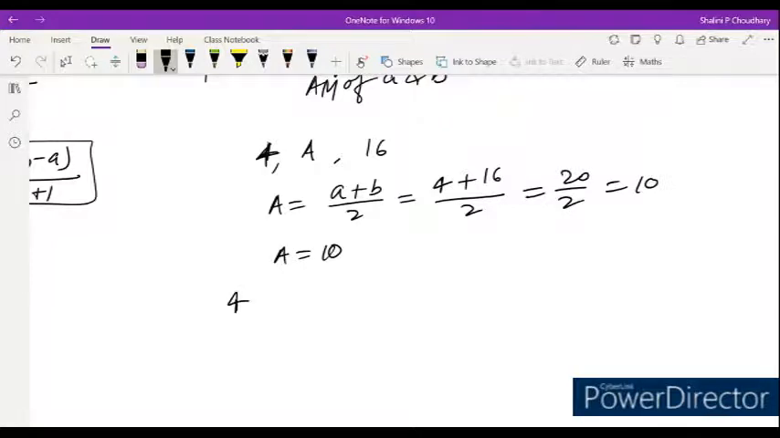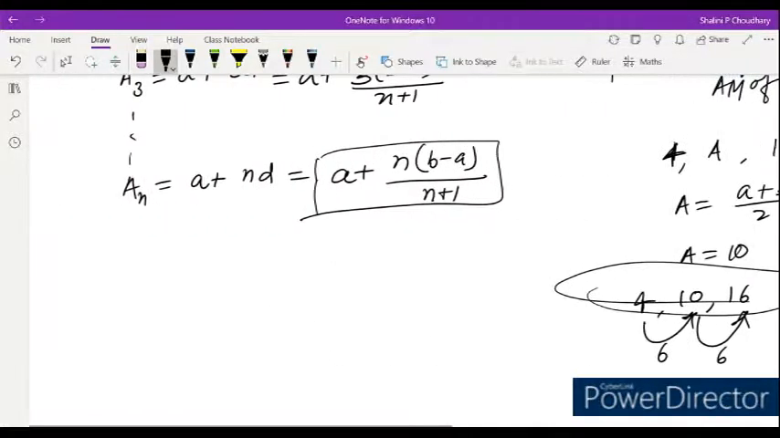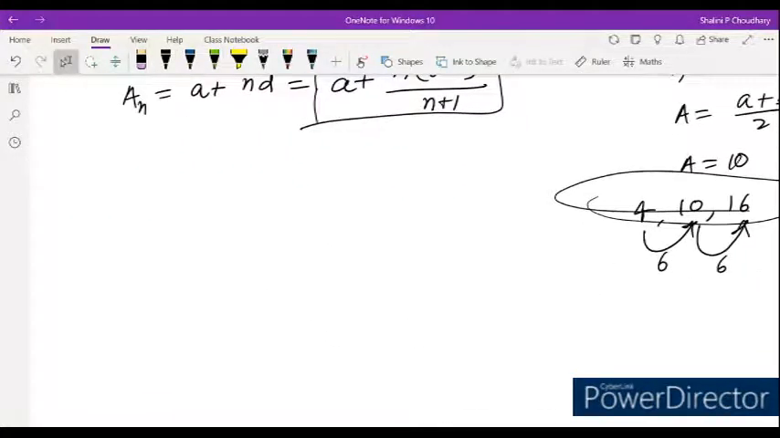Now check, 4, 10 and 16, are they in AP? Yes, because when we add 6 we get 10, when we add 6 we get 16. So these three numbers are in AP. Okay, I hope you understood these concepts and the sums also. So now we will discuss one more question.